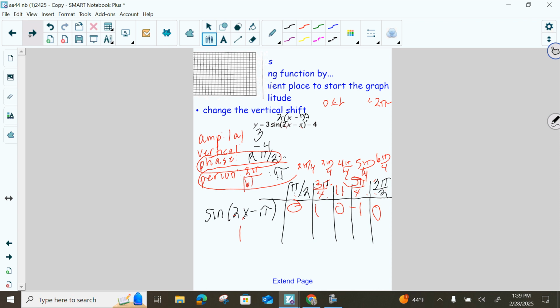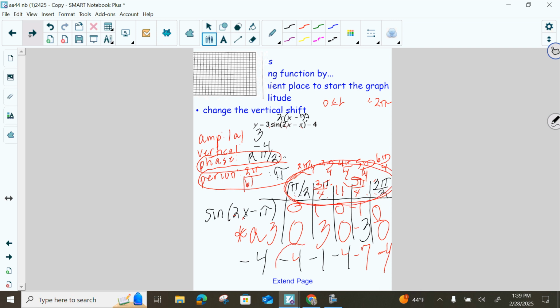All right, so now I'm going to multiply by A. So our A is 3. I'm multiplying by 3. And I am adding our D. I'm subtracting 4. So negative 4, negative 1, negative 4, negative 7, and negative 4. Drives me crazy when it changes red and black. So there we go. That's the best place to graph this. Pi over 2 to 3 pi over 2, and here are your y's.